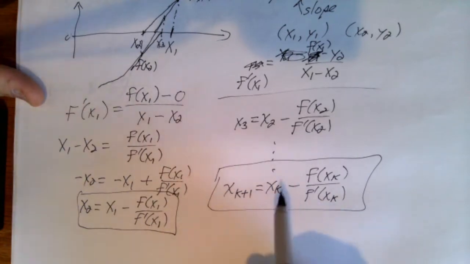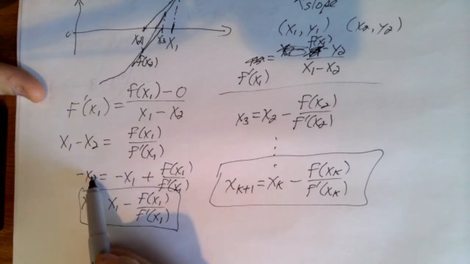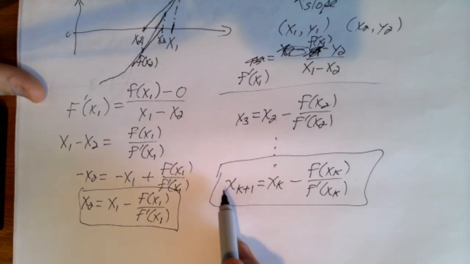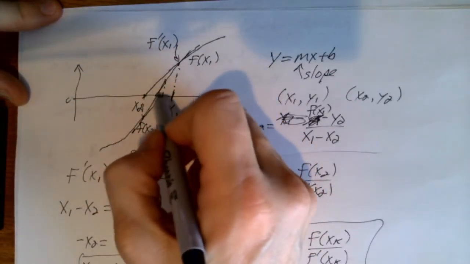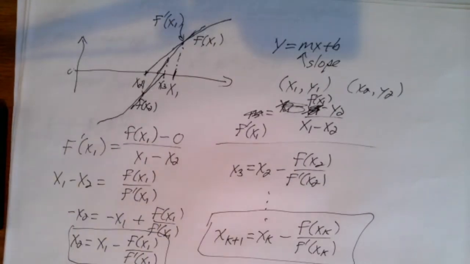We're just going to iterate. We're going to guess what x1 is, use it to find x2, then use x2 to find x3, use x3 to find x4, and so forth, with the idea that we're getting closer and closer to the root, assuming that we converge. So now let's look at a program that I've written to demonstrate that.